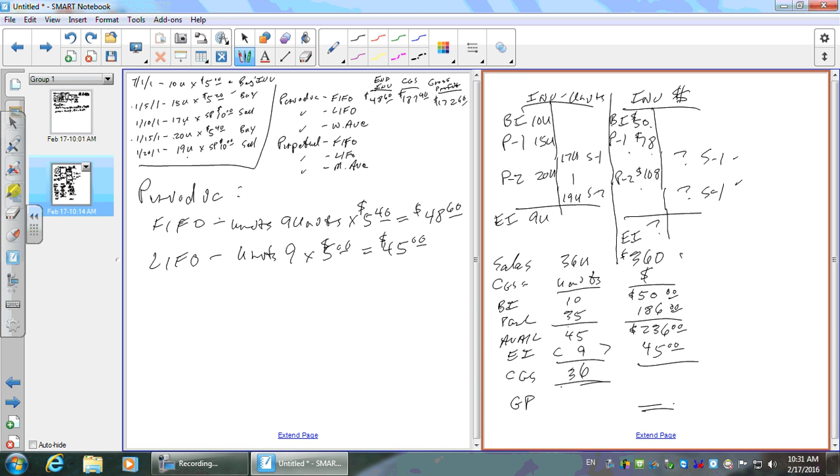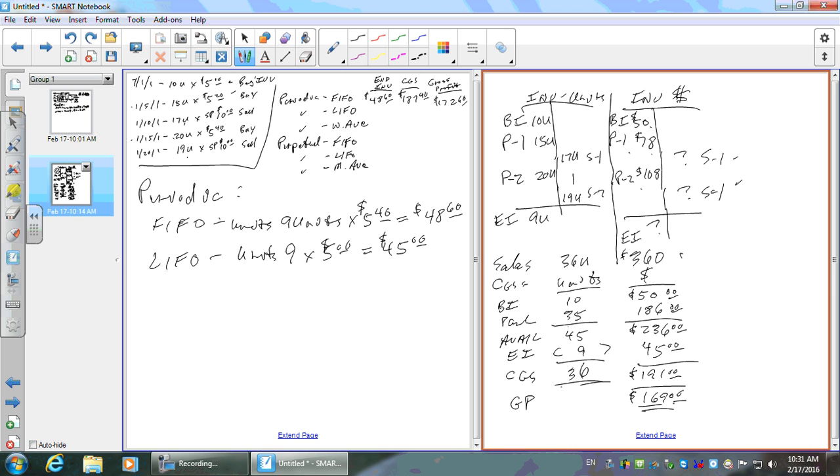Okay. What's my cost of goods sold? 236 less 45 is what? Take that away from the 360 sales, what do you have? How much? 169. Are those different numbers than we had on the other one? Sure, because inventory costs are changing.